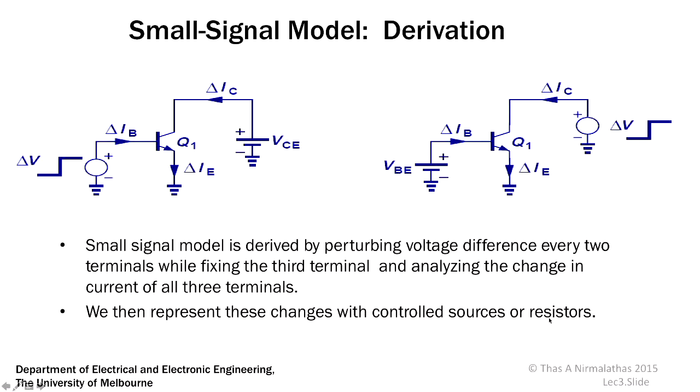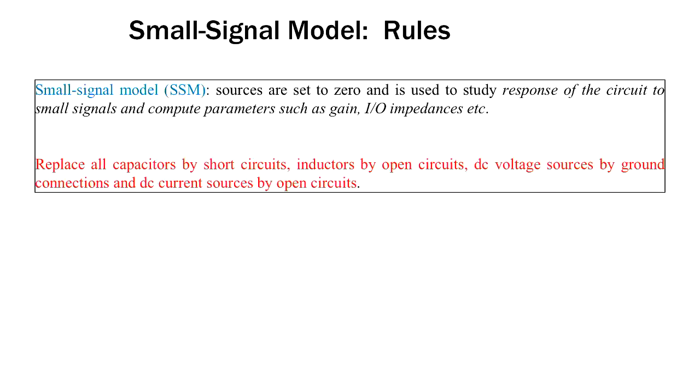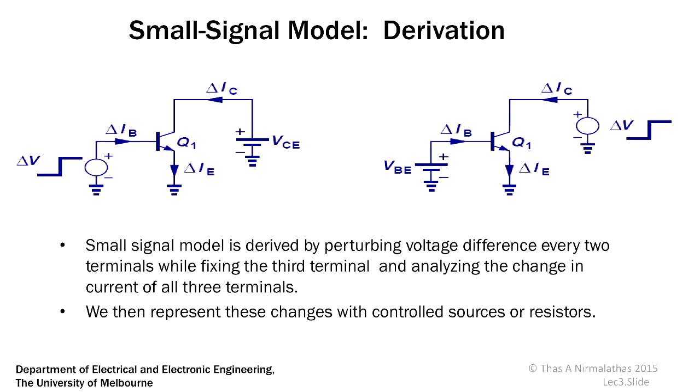So in the small signal model, we will draw it, and then we say, okay, this is a delta V, and this is a current change using the current source. I will come to that point. So the basic idea is we are changing something in the circuit. So you have to be careful with the small signal.